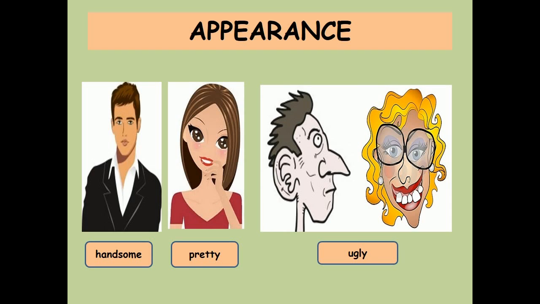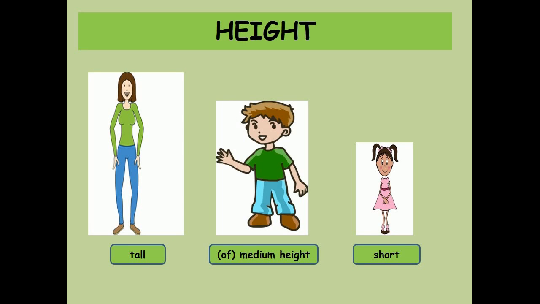Depending on the gender, a man can be handsome, or a woman can be pretty, or both of them can be ugly. This is the general appearance of the people. Remember that, with some adjectives, it is different, if they are men or women. Let's continue with the height of the people. A person can be tall, of medium height, or short. And remember that this refers to the height.